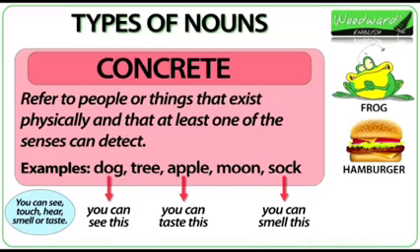Hamburger is also a concrete noun because you can taste it and see it. The same with flower. It is a concrete noun because you can smell a flower or see a flower. It physically exists for us to see or touch.